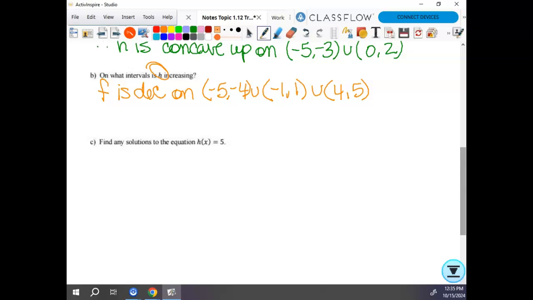Everybody good with where F is decreasing? We should be able to figure out increasing and decreasing by now, hopefully, right? And then we can say, therefore, H is increasing, which is what we really want, on, and then what do I have to do with all these numbers? Subtract 3, exactly. So -8 to -7. -4 to -2, and 1 to 2.